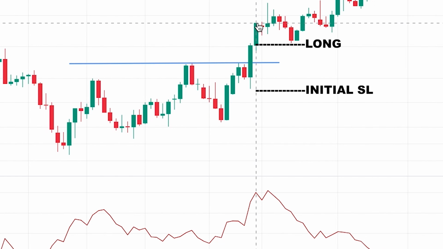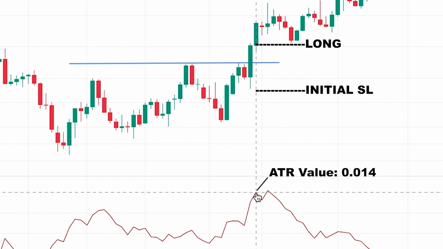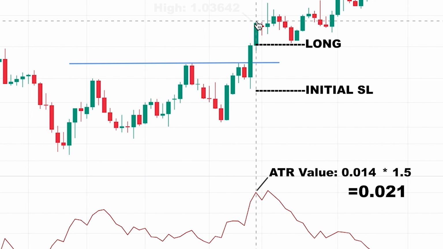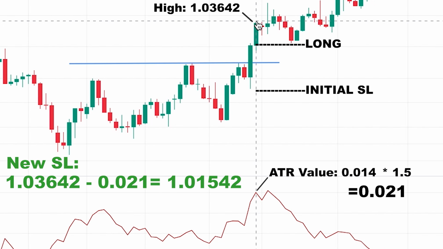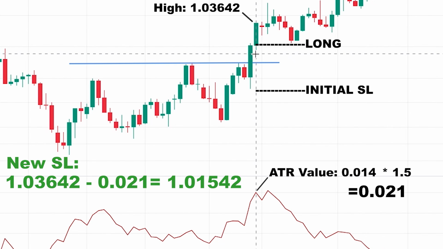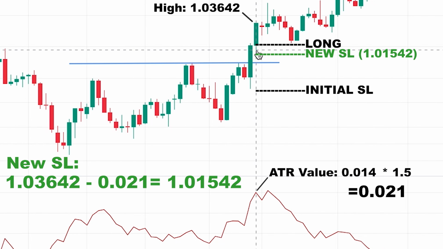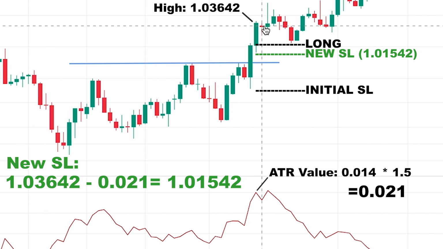When this candle is closed, we read the ATR value, which is 0.014, and then we multiply this by 1.5, which results in 0.021, and after that we subtract this 0.021 from the high of this candle. High of this candle is 1.03642 minus 0.021 equals 1.01542, and this is our new stop loss. So we move our initial stop loss and place it here exactly at 1.01542. In this example, we set the stop loss 1.5 ATR from the high of this candle, and we continue moving the stop loss like this after each candle is closed.